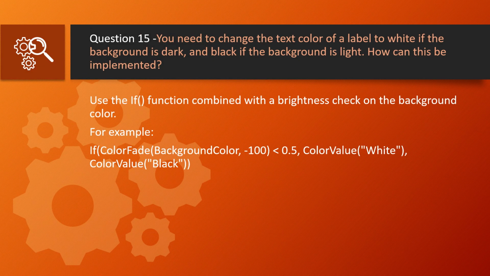You need to change the text color of a label to white if the background is dark, and black if the background is light. How can this be implemented? For this, you will use the If function combined with a brightness check on the background color. So if ColorFade(background color, -100%) is less than 0.5, then it will be white, otherwise it will be black.